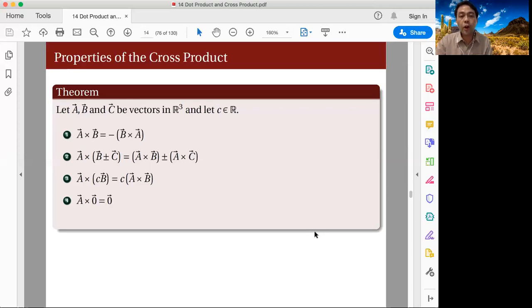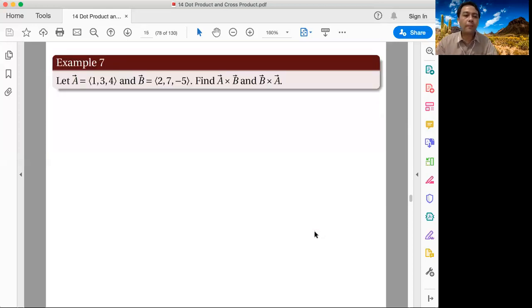The cross product of a vector A with the zero vector is the zero vector. Now we emphasize this is not the zero number. This is the zero vector. So the cross product is always a vector, whereas the dot product is a real number. The cross product of a vector with itself is the zero vector. Okay?